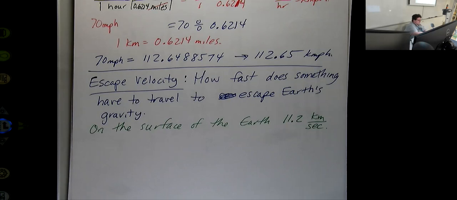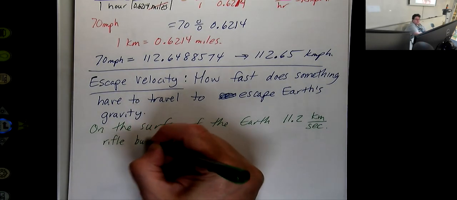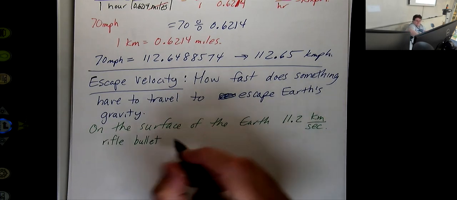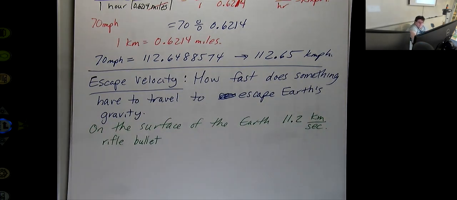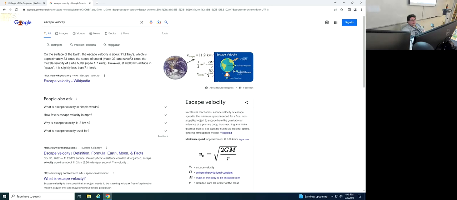Make it kind of relative to you. A rifle bullet. I'm looking, this is straight up. On the surface of the Earth, the escape velocity is 11.2 kilometers per second, which is Mach 33. A rifle bullet is 1.7 kilometers per second.